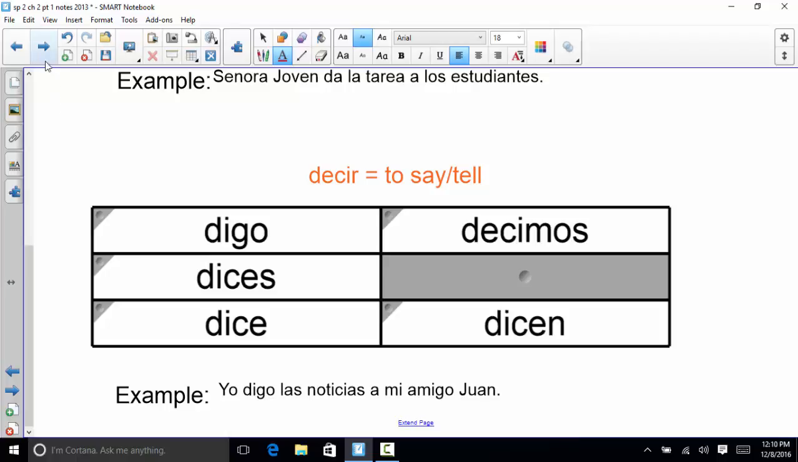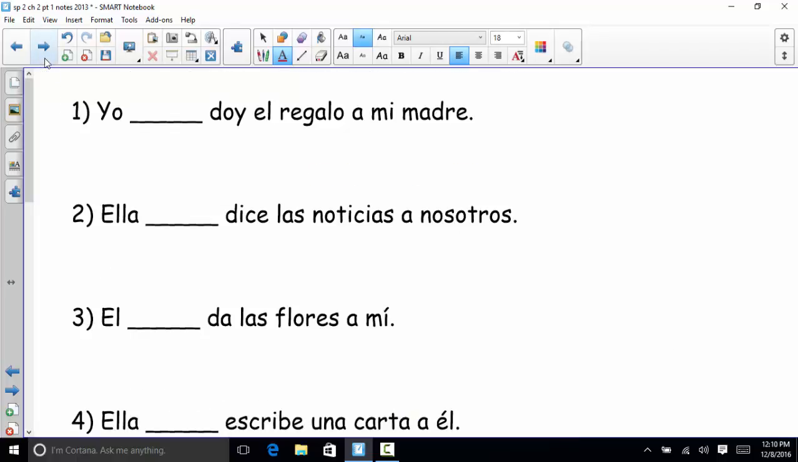So what we need to learn how to do is fill in these blanks with indirect object pronouns based on the indirect object in each sentence. And then I also want to show you how to abbreviate these sentences a little bit. So for example, number 1 is saying, yo blank doy el regalo a mi madre. So that sentence says, I give the gift to my mom.